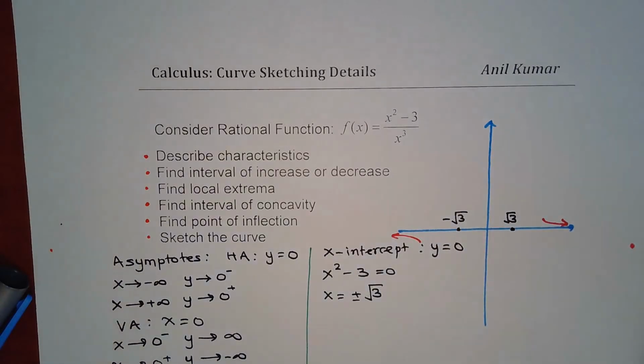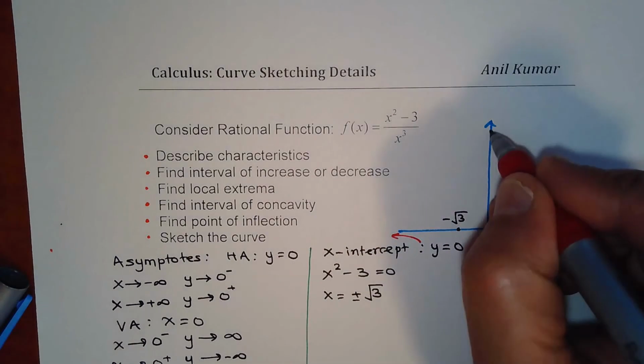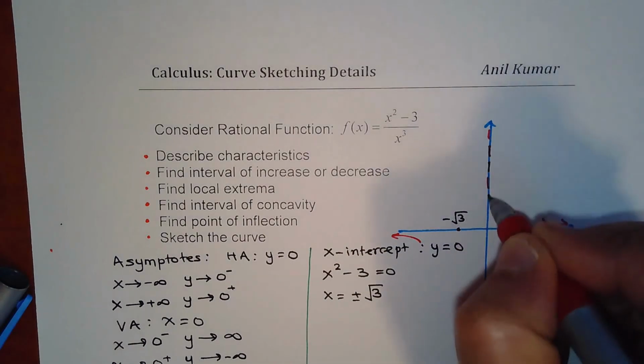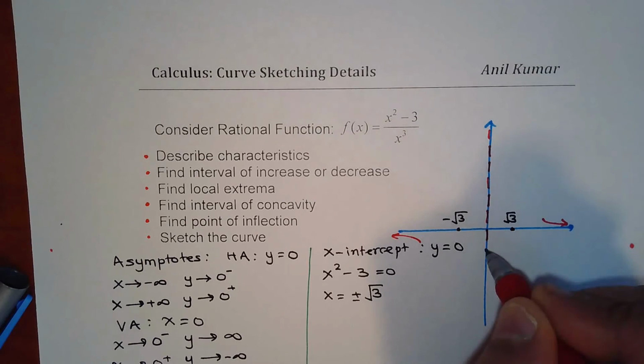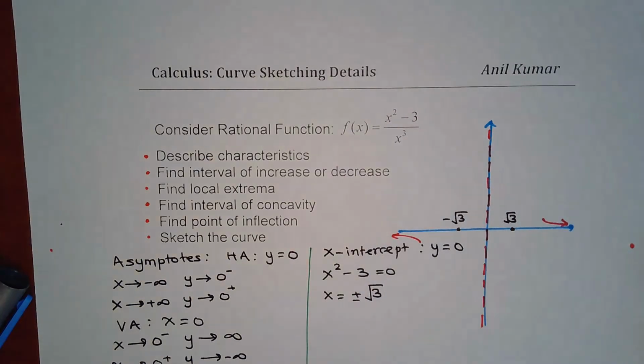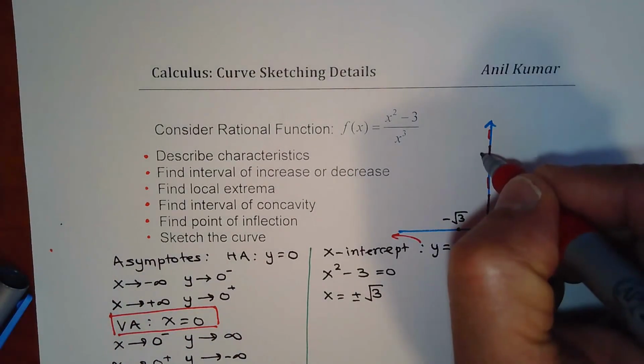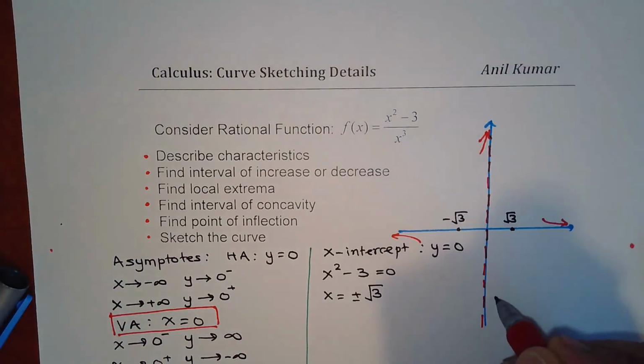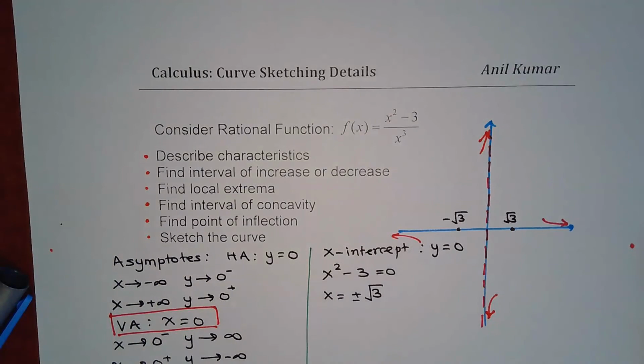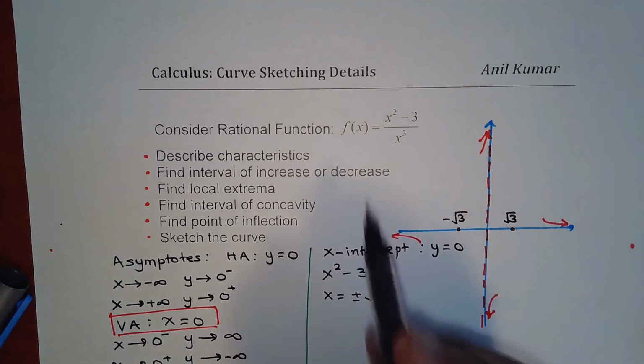We also know we have a vertical asymptote at x equals 0. So that is the vertical asymptote which we have already mentioned. And we also know that when you approach from the negative side, the function approaches positive infinity, kind of like this, and here it is negative infinity. So all that information we have already got.